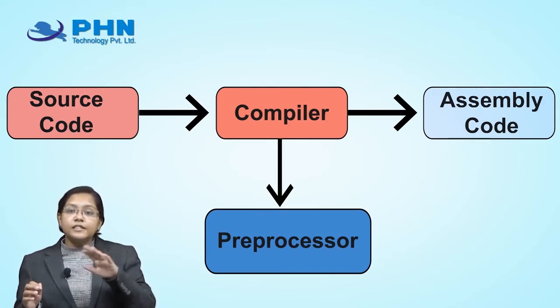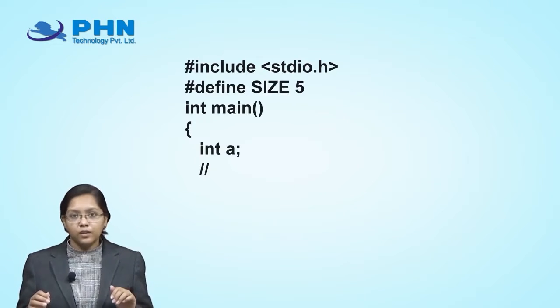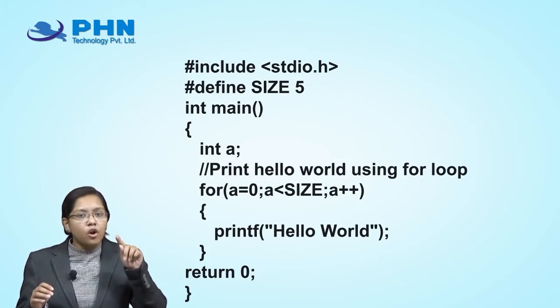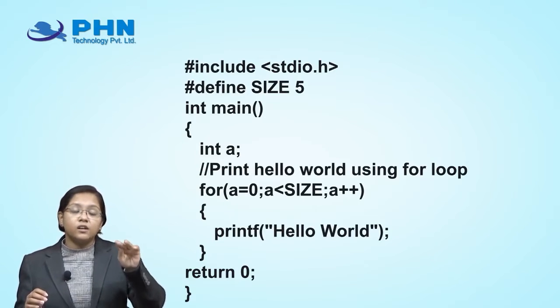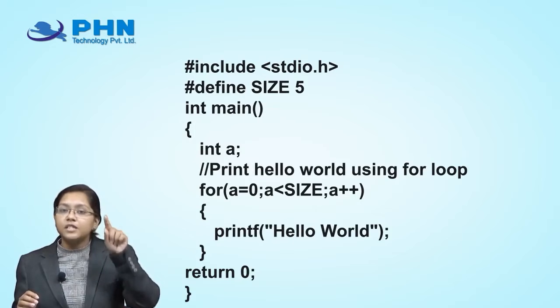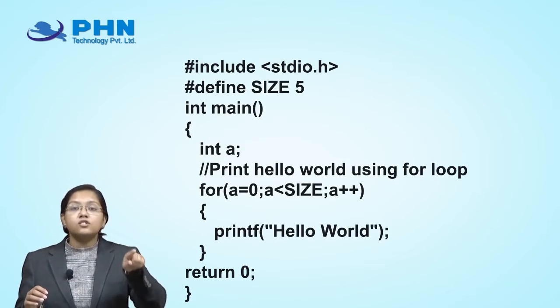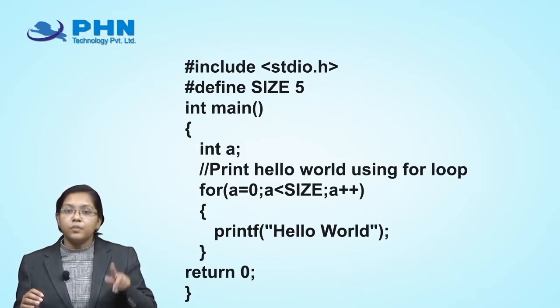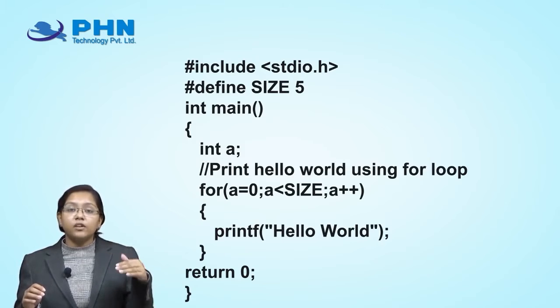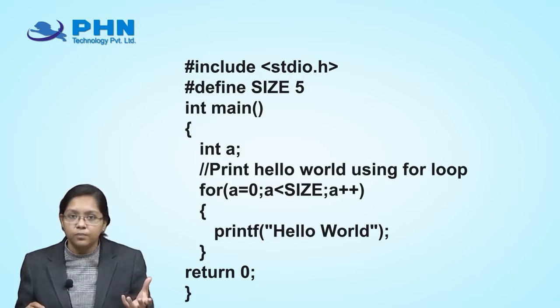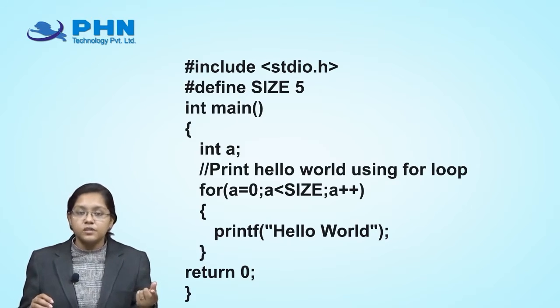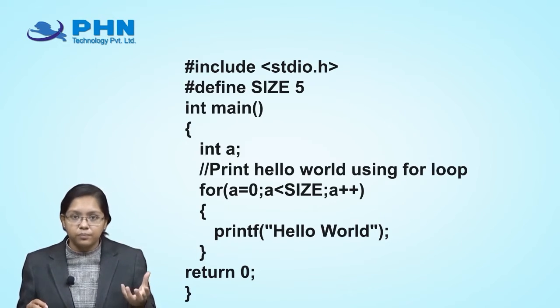Now let us consider a program like this. The moment I use hash in the beginning of this program, it calls a preprocessor. Let's consider the first process of the preprocessor, which is file inclusion.